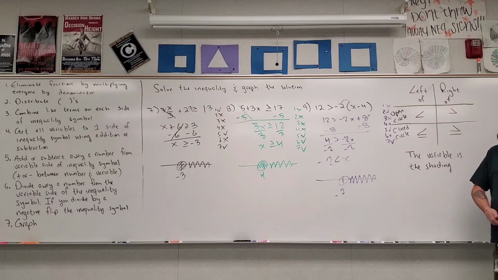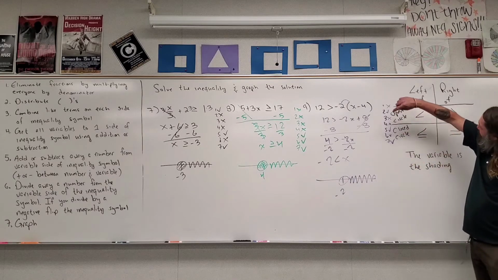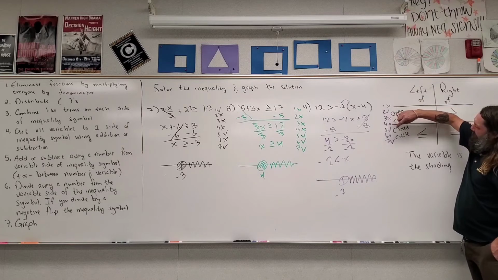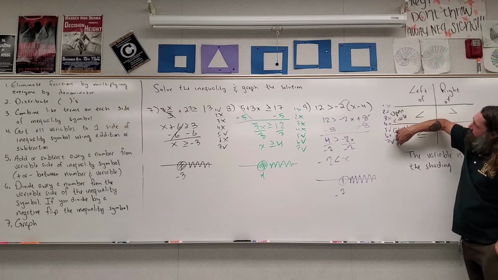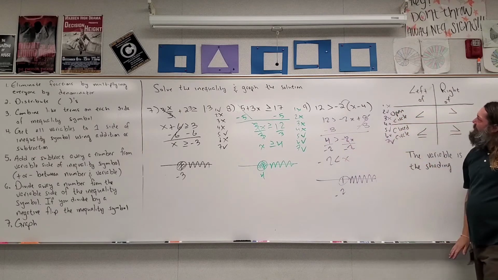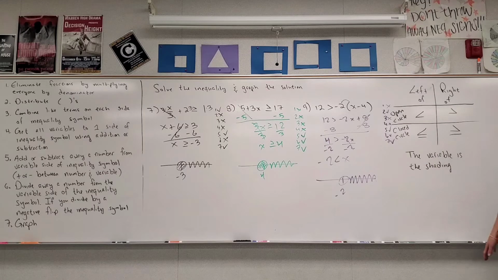So here's what I'm looking for problem 9. I want to see that you can do 2, 5, 6, and 7 with the variable on the right side of that inequality symbol.